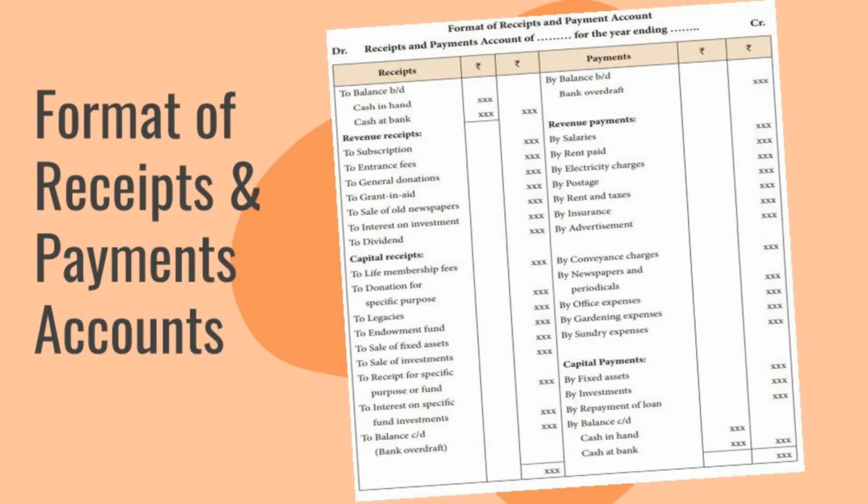Let's look at the format of receipts and payment account. Opening balances of cash and bank are recorded on the debit side of the receipts and payments account. All cash receipts are recorded on the debit side and all cash payments are recorded on the credit side. While recording cash receipts and payments, no distinction is made between revenue or capital items. The balancing figure is the closing cash and bank balance.